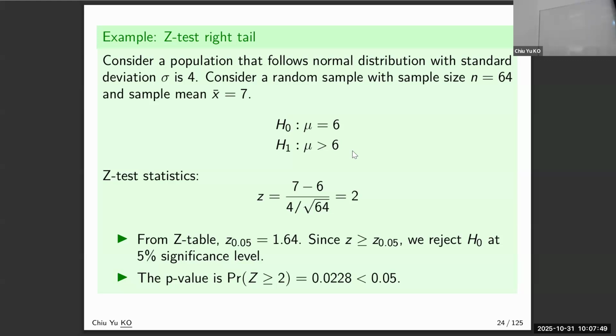And you ask me how come 6? 6 can come from your boss, from your client, from historical data. You want to see whether there's changes. So let us look at this question carefully again.